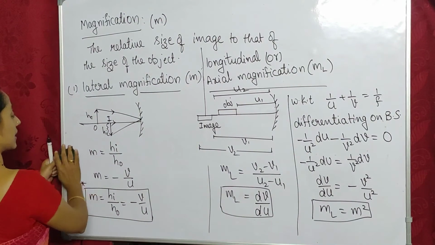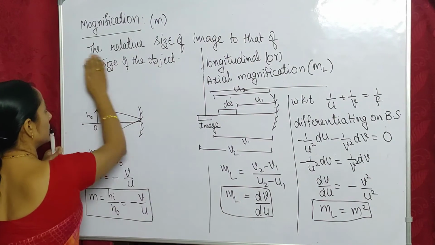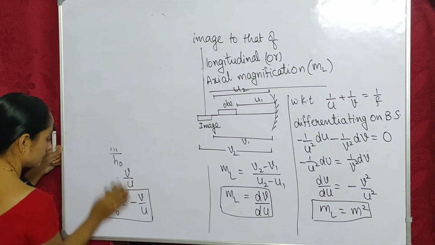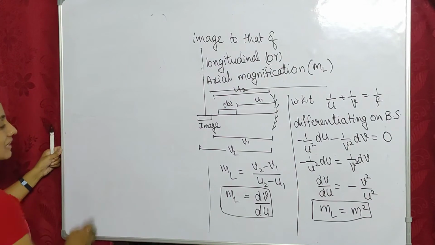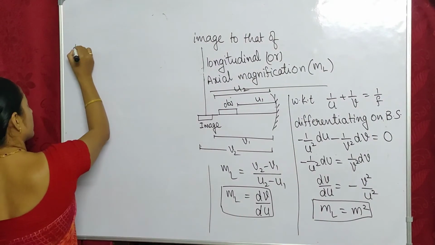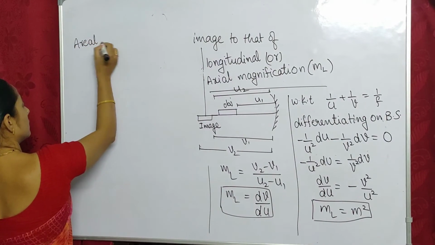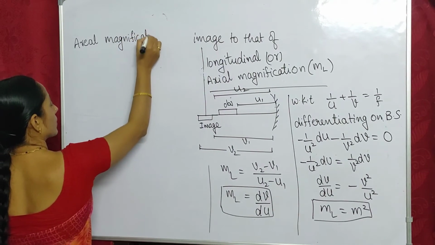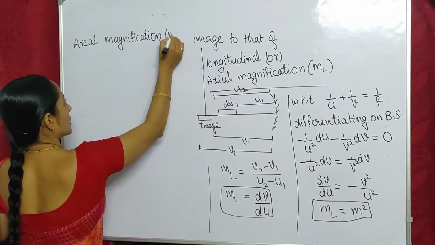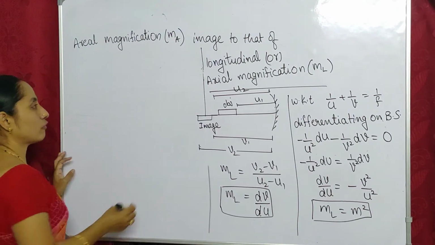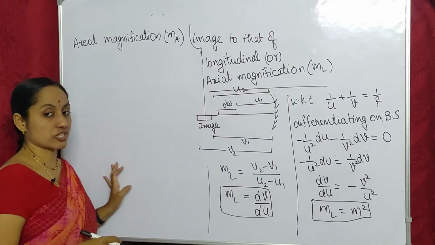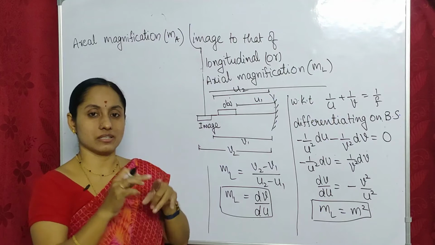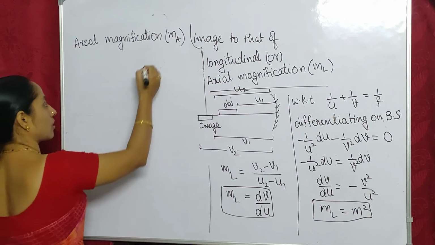One more magnification is there. I am erasing this part. So one more magnification is aerial or superficial magnification. That means area wise. Aerial magnification is symbolized with the letter MA. By aerial magnification we mean that, where lengthwise magnification occurred earlier, now area wise magnification is occurring. So we are using a two-dimensional object.